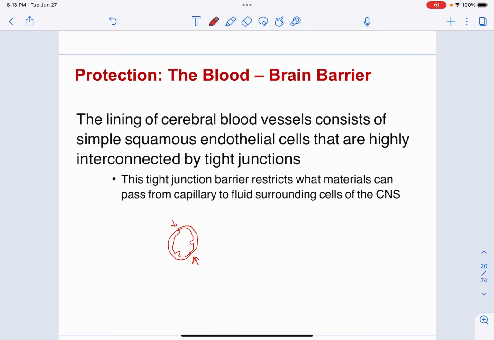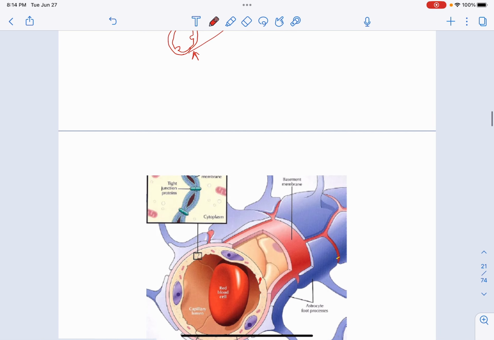And there are a lot of ions in blood that could harm the nervous tissue. So there can't be a free exchange of material. So you can think of this as a long vessel here. So the blood-brain barrier has a lot of tight junctions so that they don't leak. So if something is going to come out, it has to be actively transported by the cell. So let me show you what a picture of that looks like.